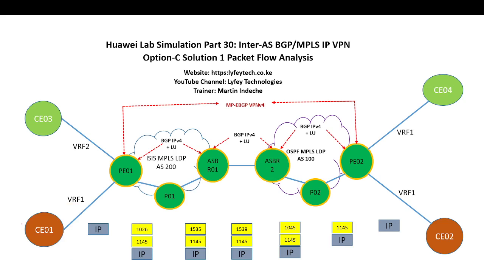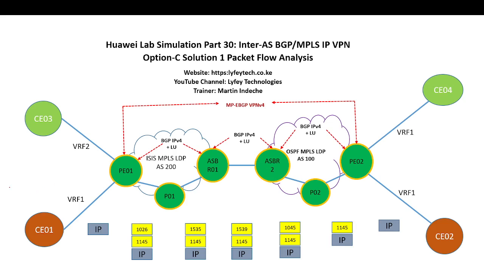So in our last episode, we discussed how to implement inter-AS BGP MPLS IP VPN option C. Remember this, the most preferred and the most scalable solution for the service provider network that spans multiple autonomous systems. So we have the same topology or the same lab setup that we used for our option A, option B, and option C. And you can see that we have two service provider autonomous systems. We have AS200 and AS100.